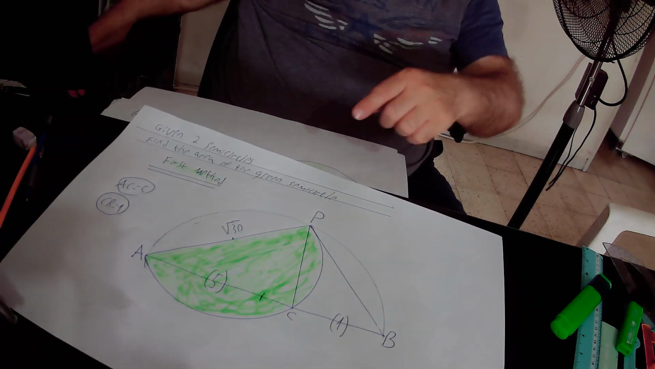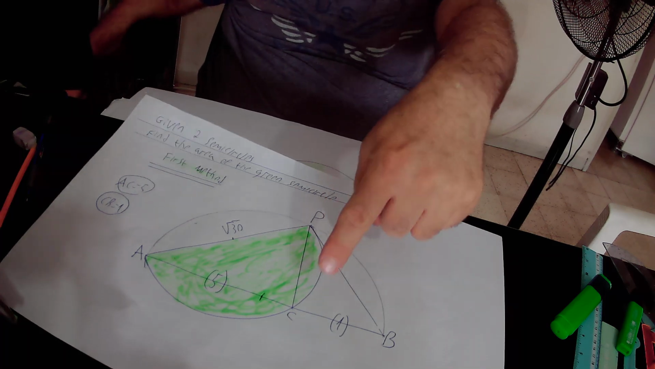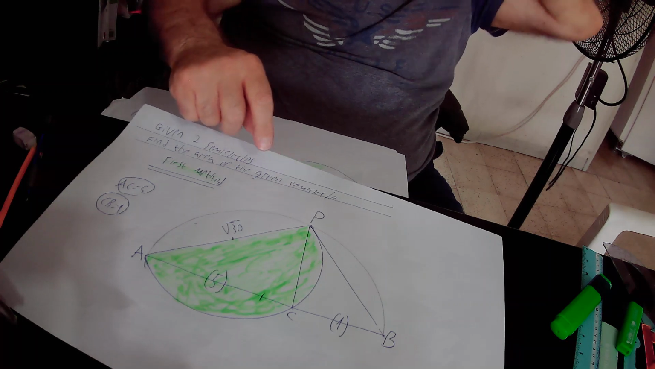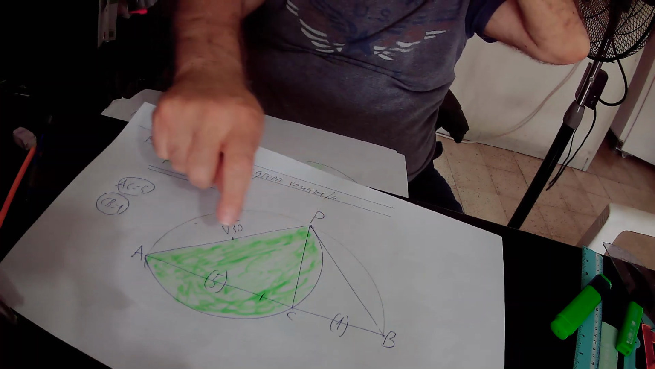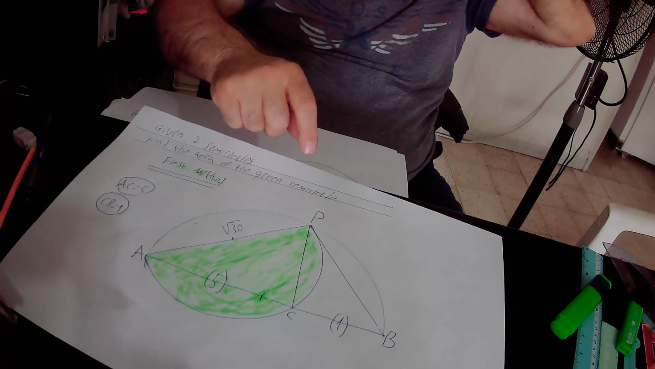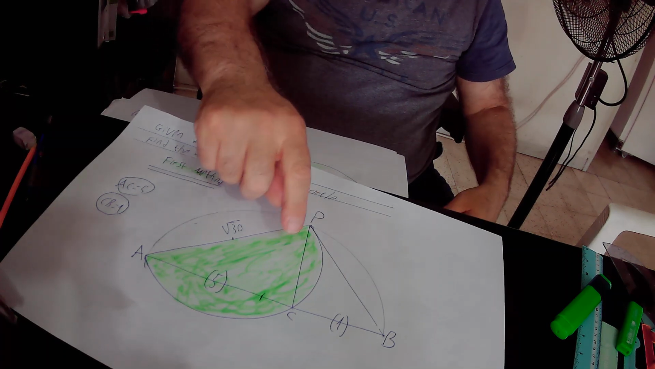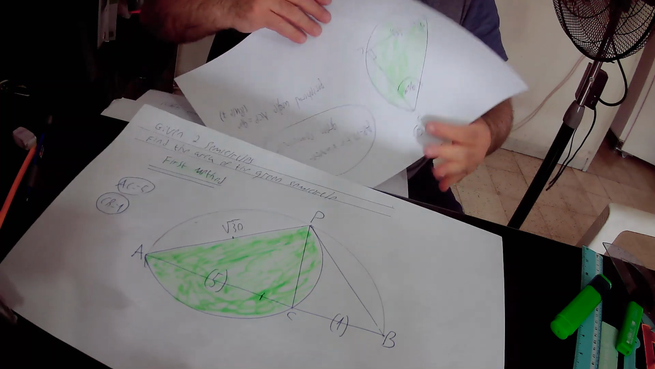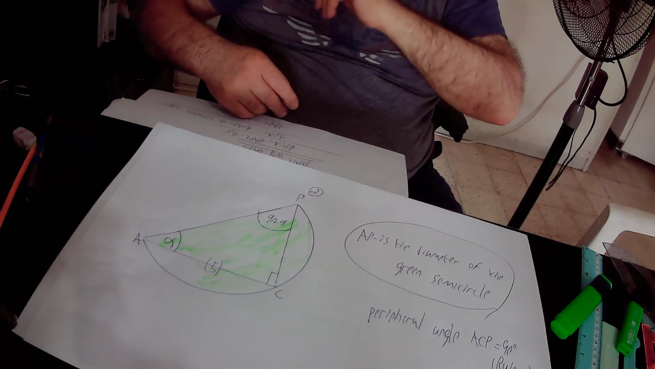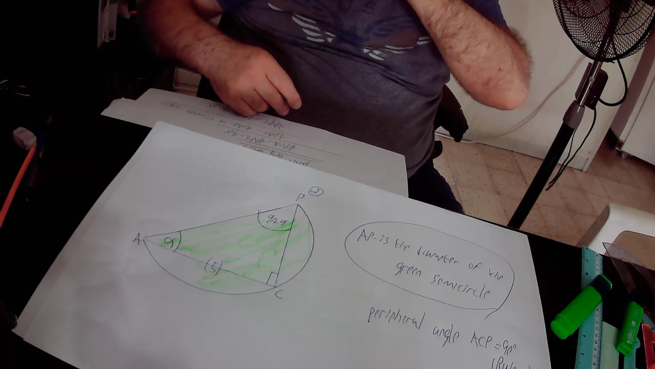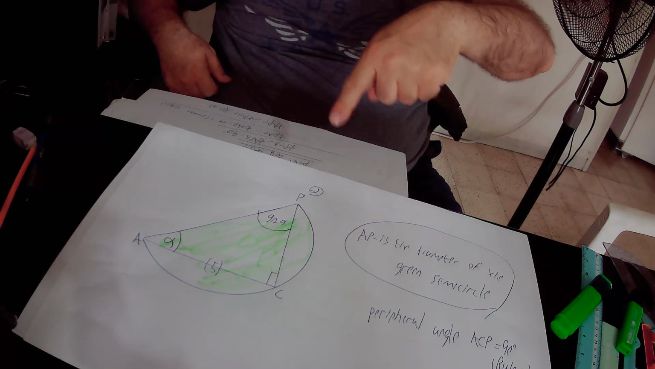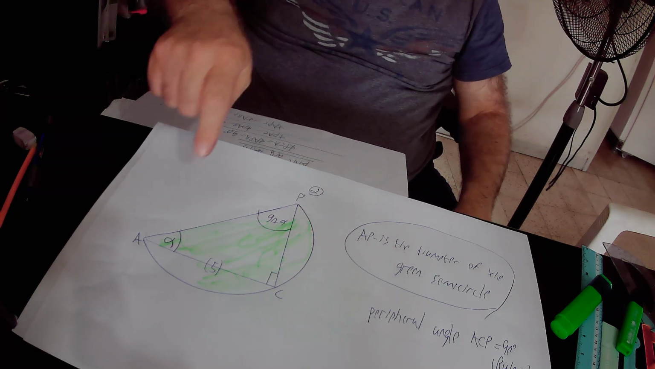In the next step, we join points P and C together by straight line, and then I copied the green semicircle in the new page, and we analyze the green semicircle after we join points P and C together by straight line. So this is the green semicircle that I copied from the original drawing. Actually, after we join points P and C together by straight line, we created here peripheral angle ACP.